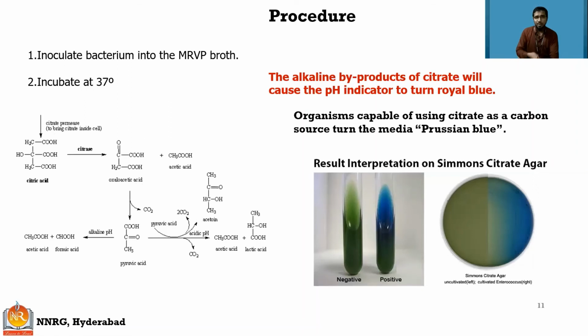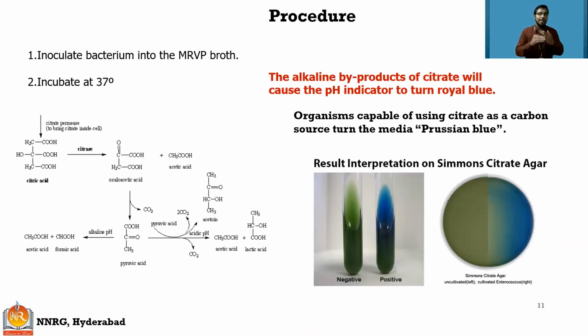All this comes in the Krebs cycle. The citric acid gets converted to oxaloacetic acid and acetic acid. This oxaloacetic acid undergoes decarboxylation and gives pyruvic acid. If this pyruvic acid is in alkaline solution, it gives acetic acid and formic acid. And if this pyruvic acid is in acidic condition, then it forms acetic acid and lactic acid. So at the end, citric acid is being consumed.